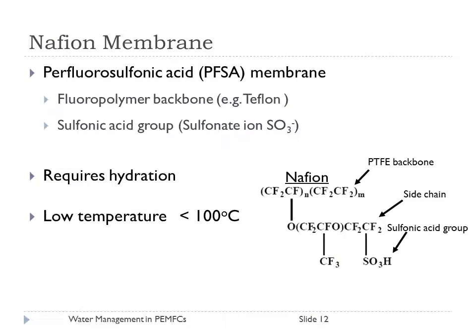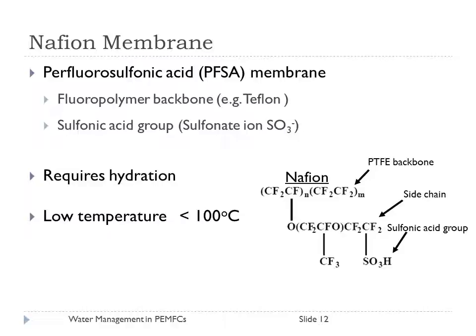So the membrane itself: most PEM fuel cells are running using some kind of Nafion derivative, which is like a perfluorosulfonic acid. So what this is, it's like a polymer. It's a fluorine-backed carbon polymer. And what they do is they put on side chains, and at the side chain is some kind of sulfonic acid group, SO3 minus.